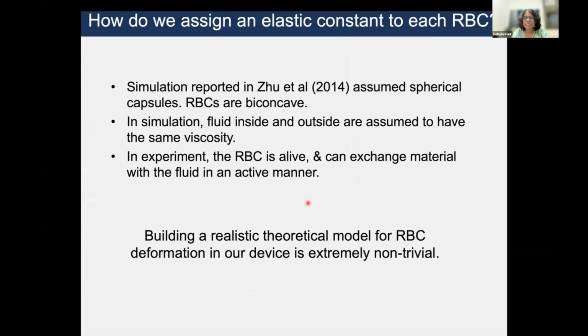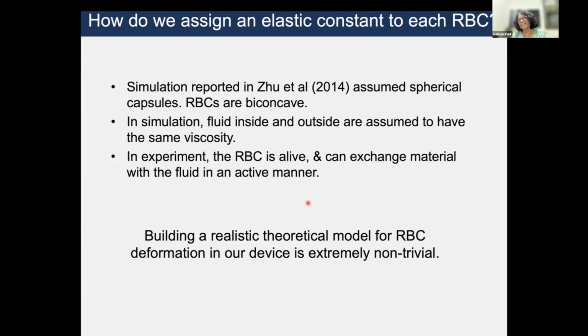Now the challenge here is that now that we know their position, we have to assign an elastic constant to this. The simulation that was reported, which was the inspiration for our work, assumed spherical capsules, whereas RBCs are biconcave with different material inside and outside with different viscosities. There's constant exchange of material. So all the simulations that we tried to do to model the RBC at this point had completely failed.